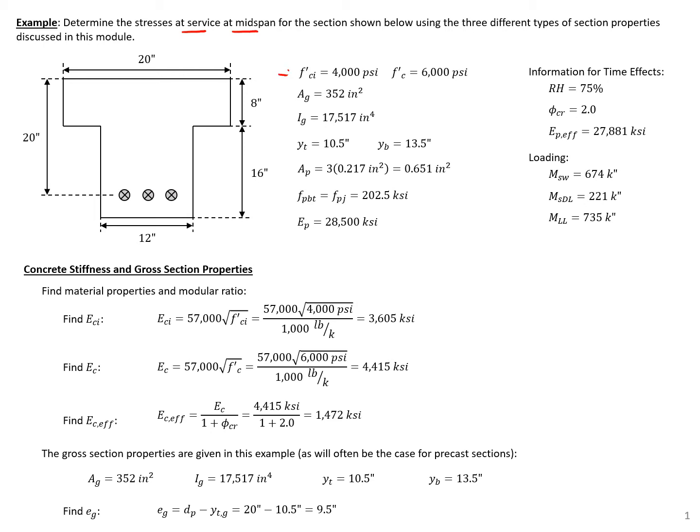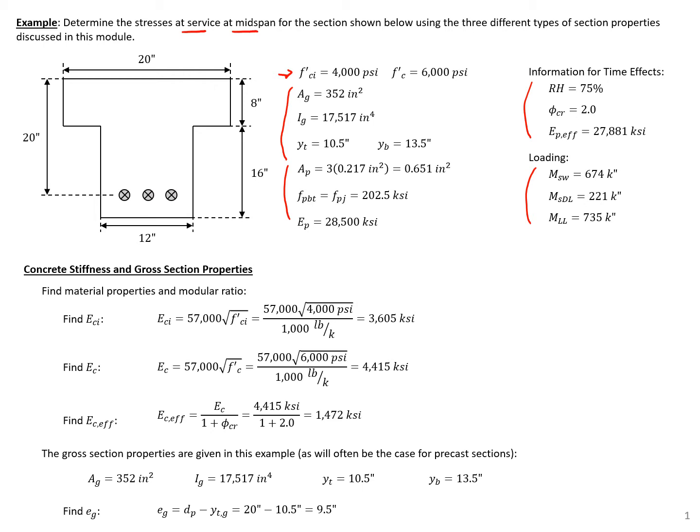We have our concrete strength at release and at service, and our ultimate strength. And then we have some of our gross section properties, some of our strand properties, our information for our time effects, and in this case, we're given our loading at the section of interest, our self-weight moment, our moment from our superimposed dead loads, and our moment from our live loads.